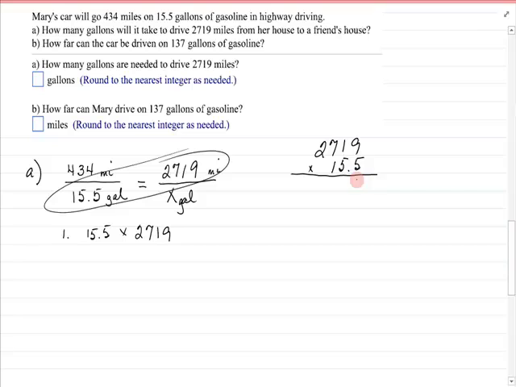5 times 9 is 45. Carry the 4. 5 times 1 is 5, plus 4 is 9. 5 times 7 is 35. Carry the 3. 5 times 2 is 10 plus 3 is 13. Going to erase carrying. Another 5. It should be the same. 5, 9, 5, 3, 1. 2 placeholder zeros. Multiply by 1. That'll give me a 9, a 1, a 7, and a 2.